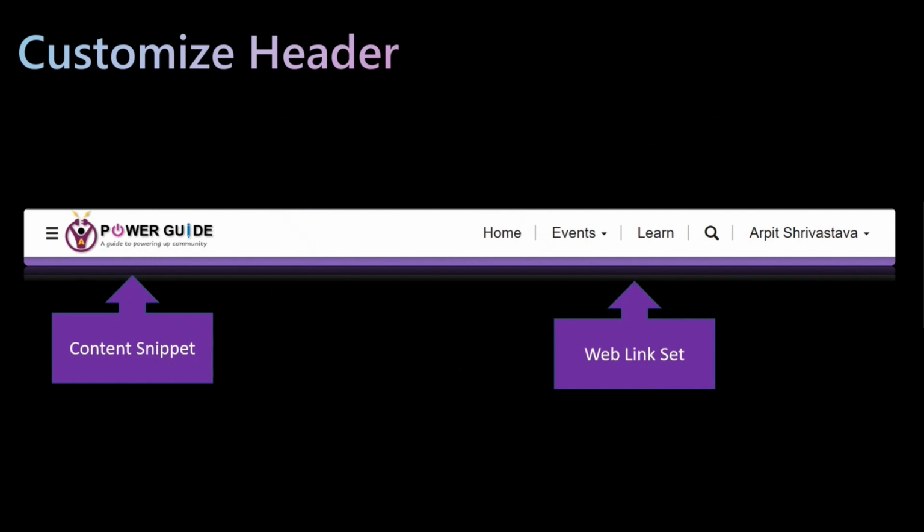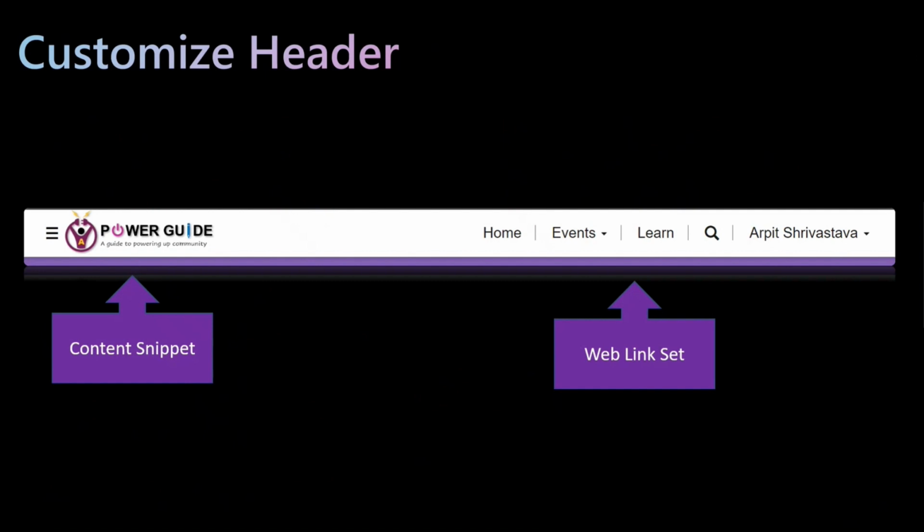Okay, so basically you are managing three components here in order to customize the header. The first is the content snippet that actually stores your logo, your company title and all. The web link set actually stores your links. And the third thing is the header template. That template actually decides the look and feel and the placement of it, whether you want to align it on the left side or the right side.